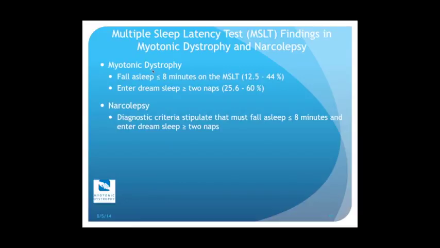In narcolepsy, this falling asleep in less than 8 minutes on this daytime test and entering dream sleep on 2 or more naps, that's the very definition of narcolepsy. And so there were some questions from people in the audience of, do I have genuine narcolepsy, someone with myotonic dystrophy that does fall asleep in less than 8 minutes and goes into dream sleep more than 2 times? Do I suffer from narcolepsy?